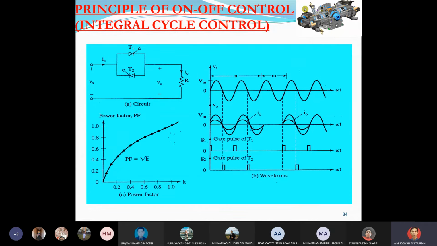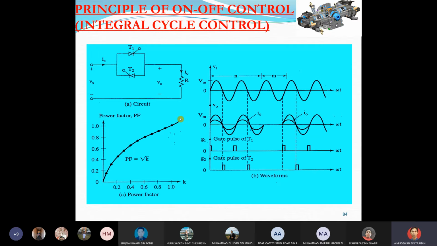Okay. And then kita ada this one, okay, the principle of on-off control. So kita ada principle yang ni lah, okay, on dan off. Okay, ada portion untuk kita punya pengawalan. So dalam kes ni kita nampak kita ada bidirectional. Okay, this is single phase. Okay, so this is power factor. Okay, power factor dia kalau kita tengok dia akan moving towards the unity.